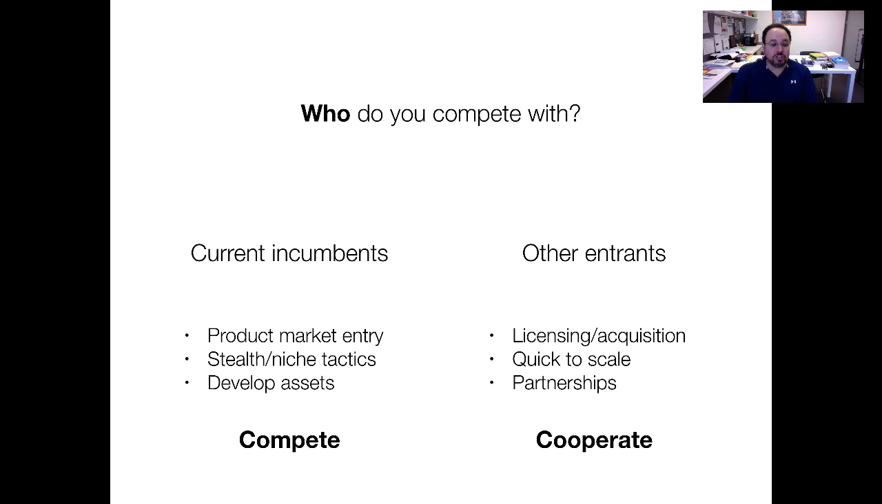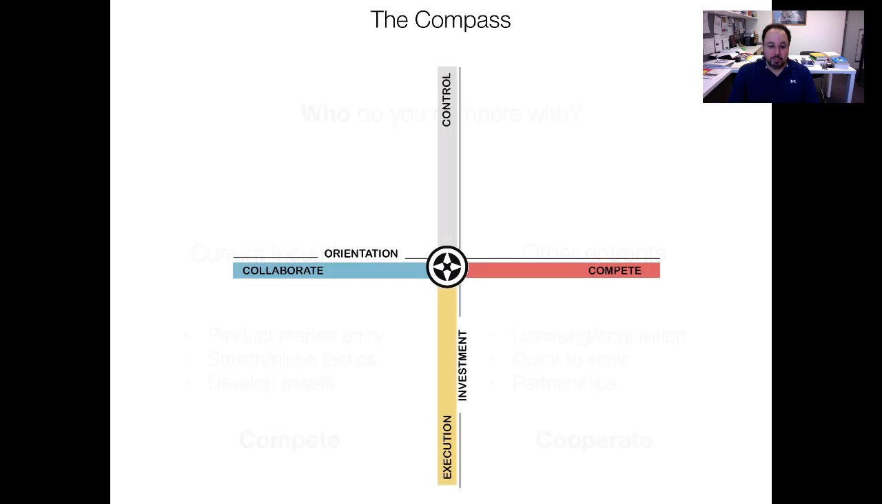Now, these dimensions, control, execution, compete, and cooperate, give us the compass. The compass is mapping these two directions as ways to go. This is not a 2x2. This is a which direction do you want to take your firm. And depending on which ones you choose, you end up in one of four directions: northeast, northwest, southeast, southwest. Okay, and it will turn out that firms often orient themselves in this way.